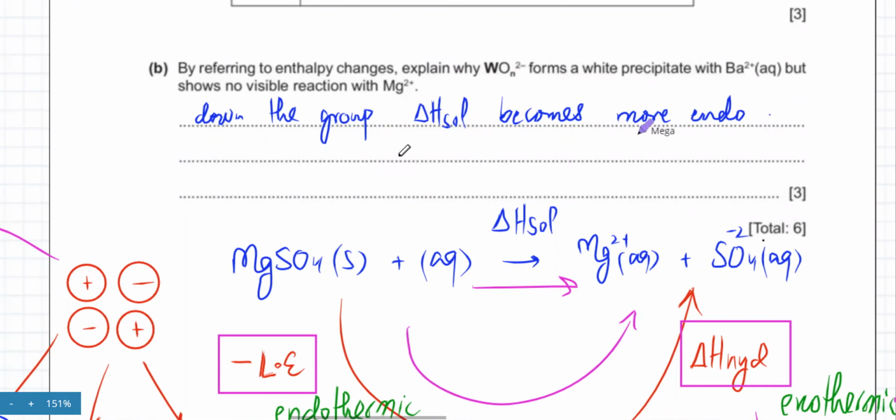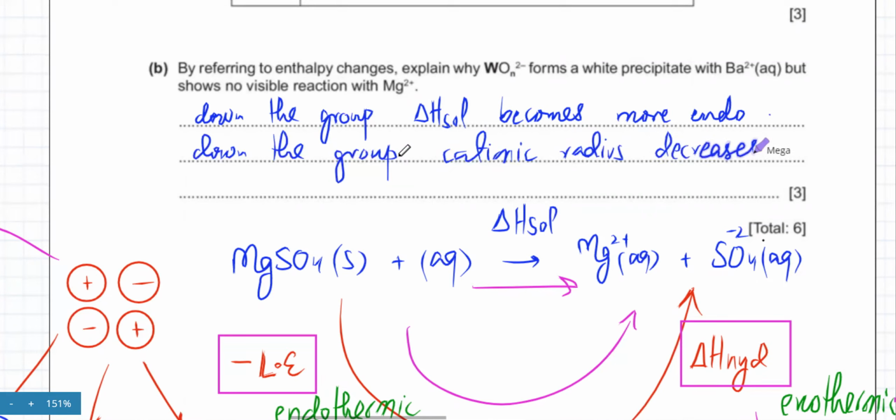And then you're going to mention the other thing, which is down the group, the ion size or the cationic radius is increasing. So the lattice of barium sulfate is bigger, so this means it's easier to break. It's not that strong like magnesium sulfate, but why is it still insoluble? I'm explaining that.